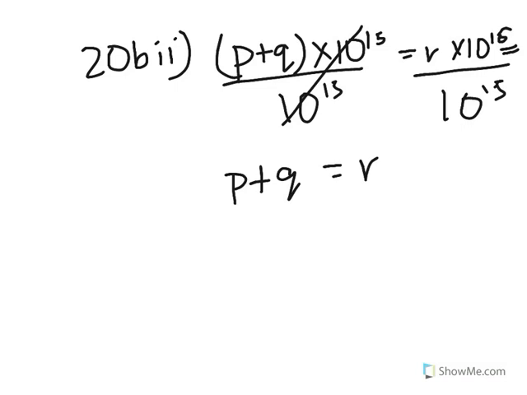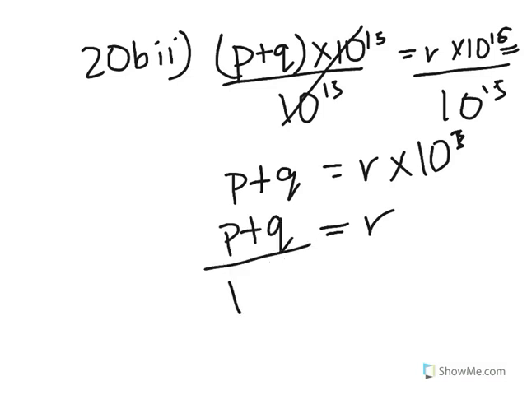10 to the power of 16 divided by 10 to the power of 15 is 10 to the power of 1, so r times 10 to the power of 1, or 10. Okay? So now we just have to make r the subject. So r is nothing but p plus q over 10, because we divided both sides by 10. So r is nothing but p plus q over 10.